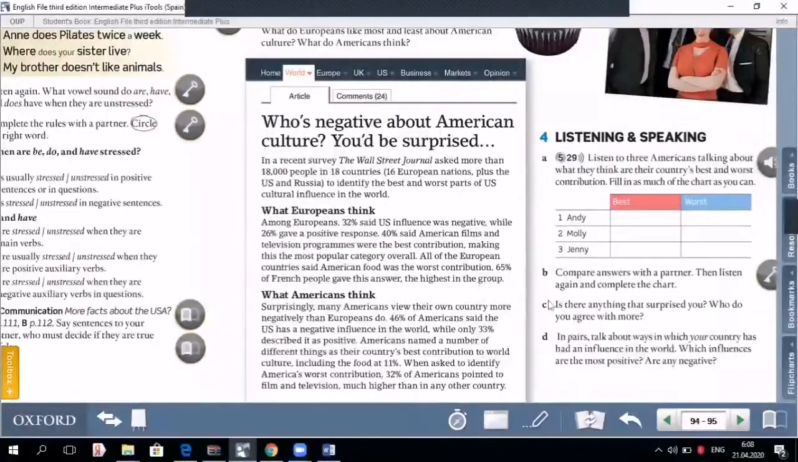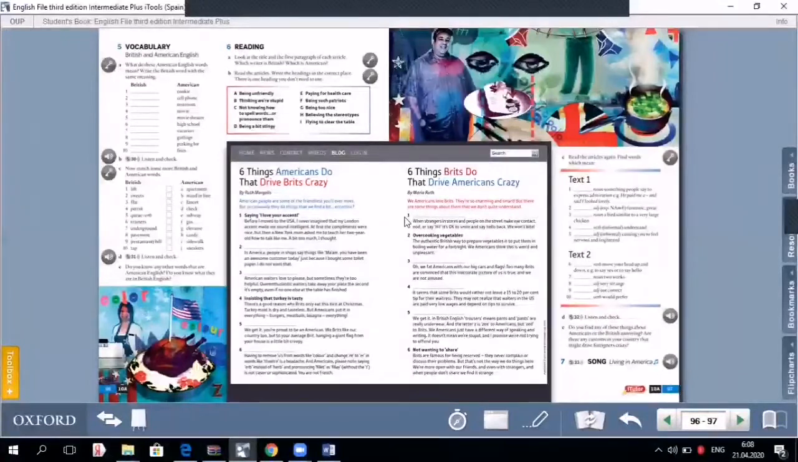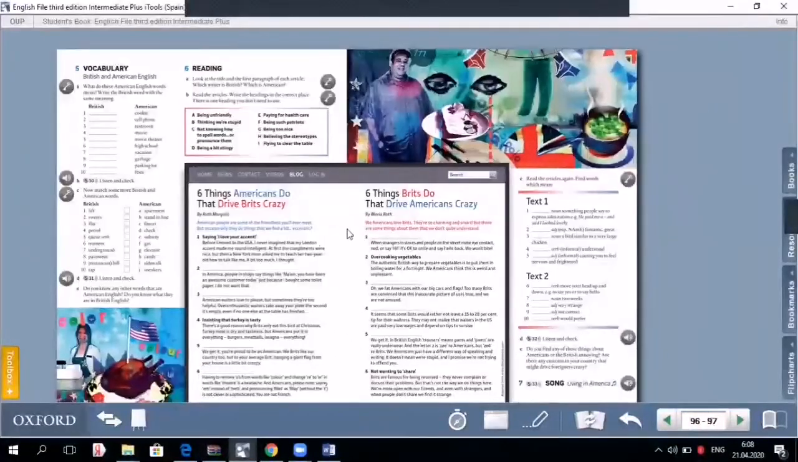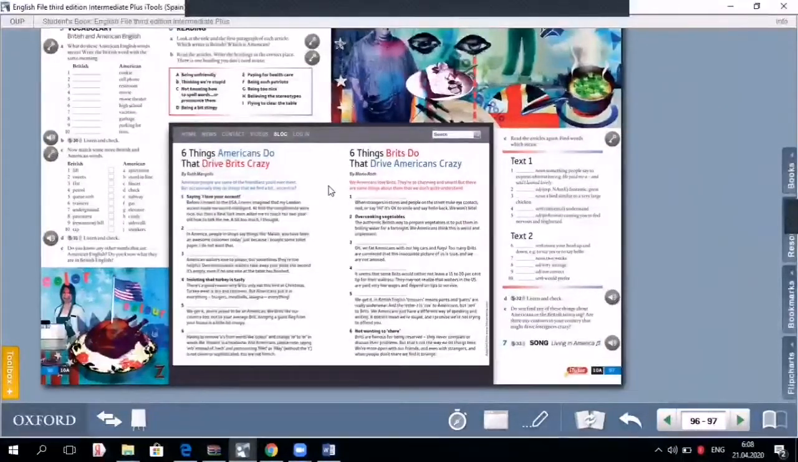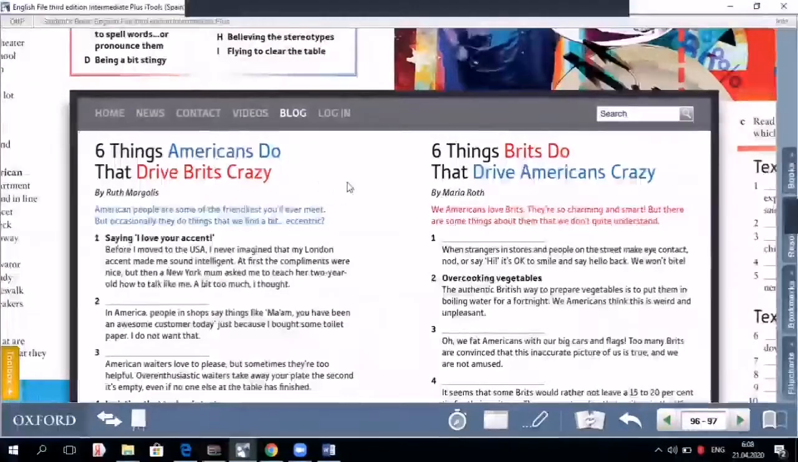So, in our next page, we have British and American English. See here.